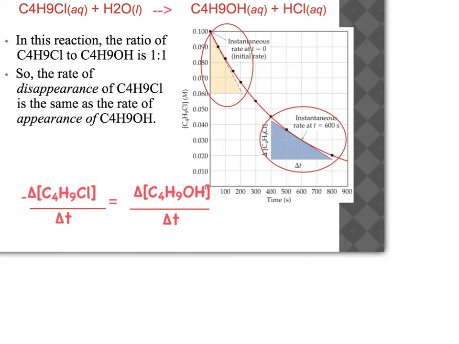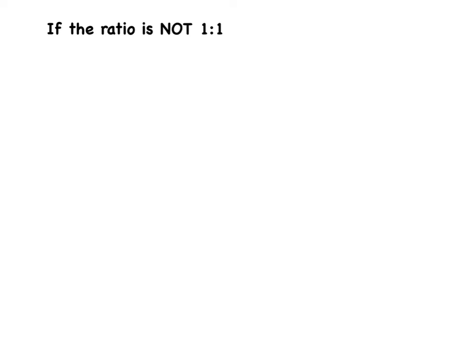If the ratio is not 1-to-1, as in this equation, where we have 2 moles of hydrogen iodide forming 1 mole of hydrogen gas and 1 mole of iodine gas. Since this is a 2-to-1 ratio, and a 2-to-1 ratio with the iodine as well, then our reactant is disappearing twice as fast as the hydrogen gas is being produced. The hydrogen iodide is also disappearing twice as fast as the iodine is appearing.